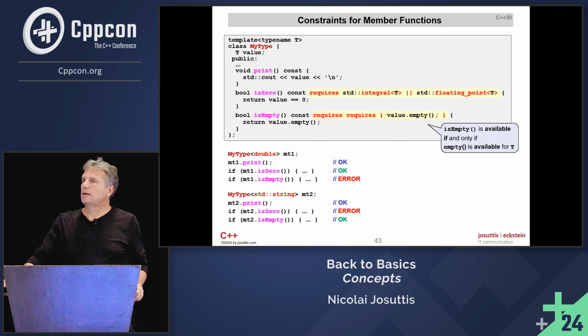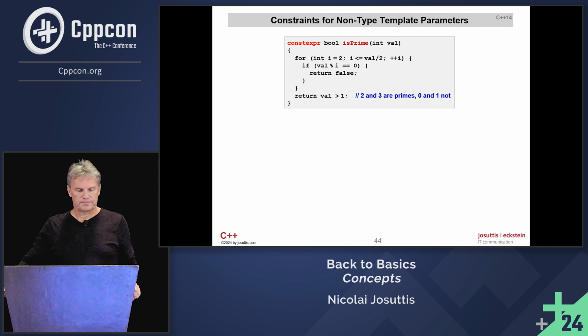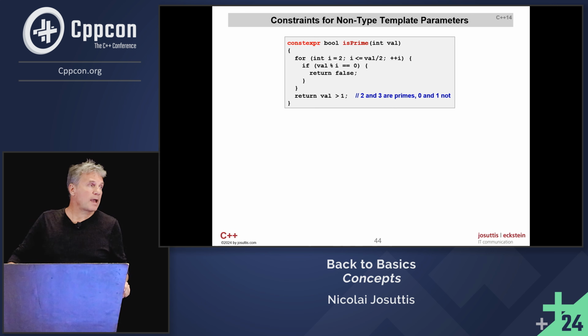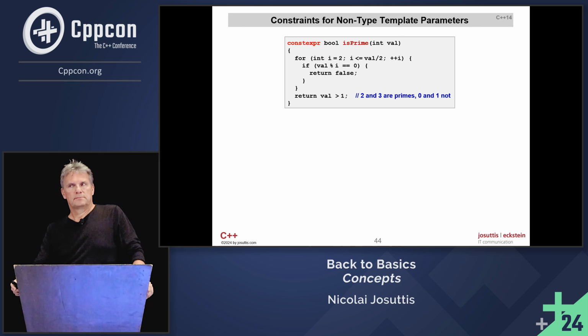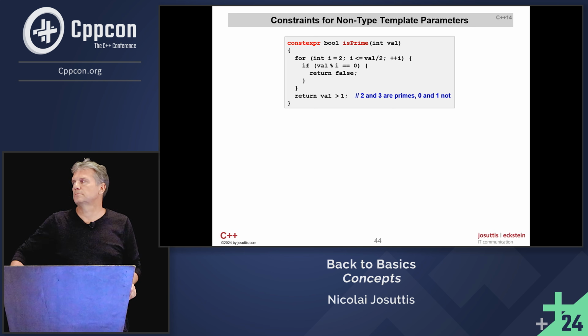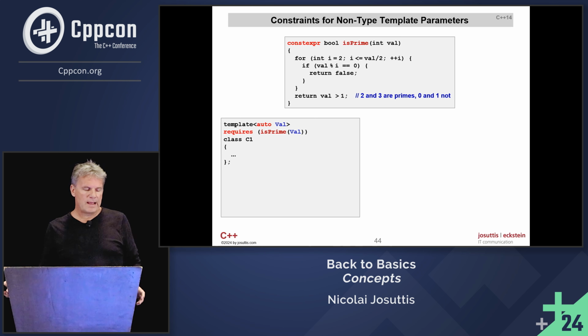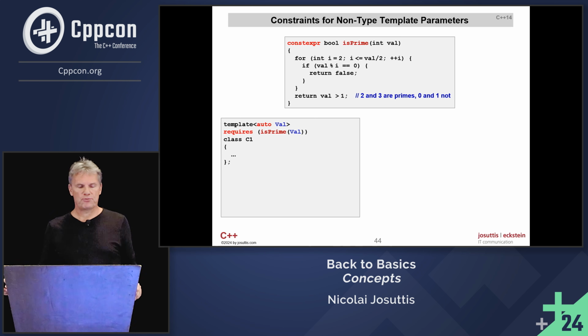Finally, let's talk about constraints for non-type template parameters. Here's a function you can call at compile time. It gives you back the answer of whether the passed in value is a prime number. Constexpr to make sure we can use that at compile time. Can we use that as a constraint? Yeah, we can. You just say here, in my class, I have a template parameter, which is not a type, it's a value. That value must be a prime number.